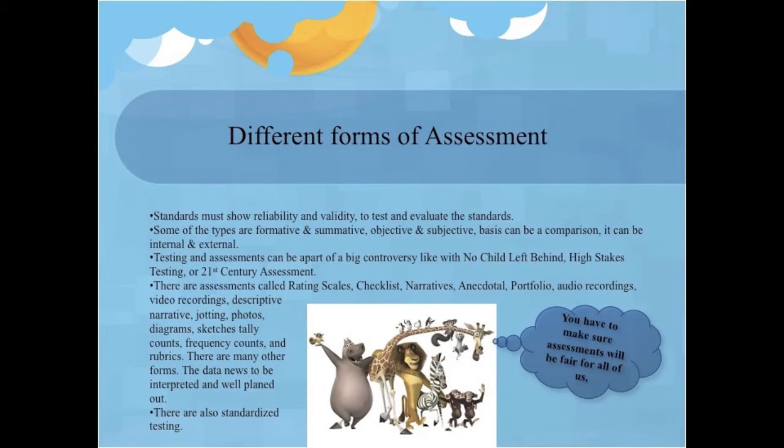When we're looking at the different forms of assessment, you need to make sure that all your assessments will be the same for everyone. You can't work for one group of children and not the other. It needs to be something that's going to be fair for everyone. The standards must show some kind of reliability and some validity to test and evaluate the standards. There are types like formative and summative, objective and subjective, and its basis can be in comparison. It can be internal or external.